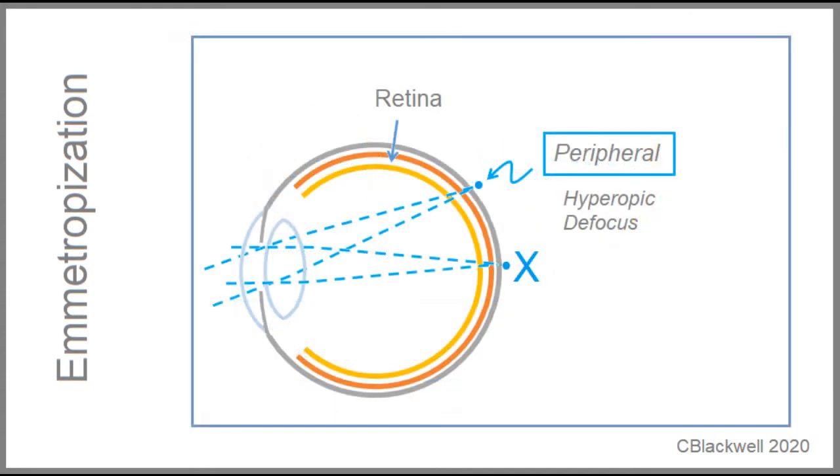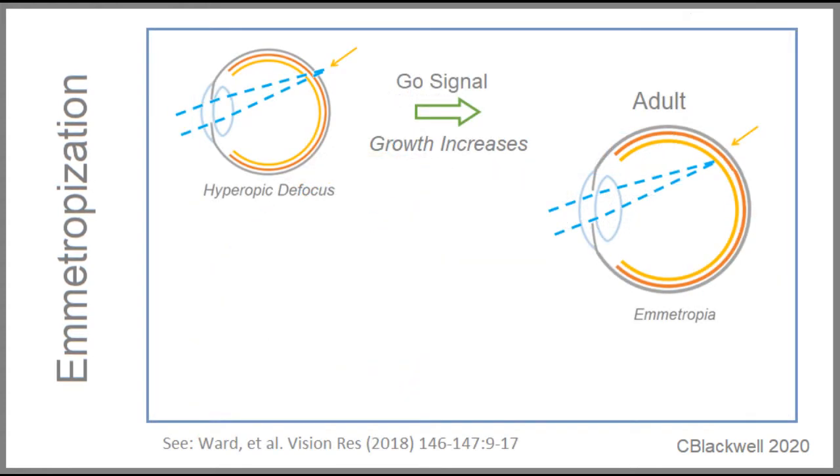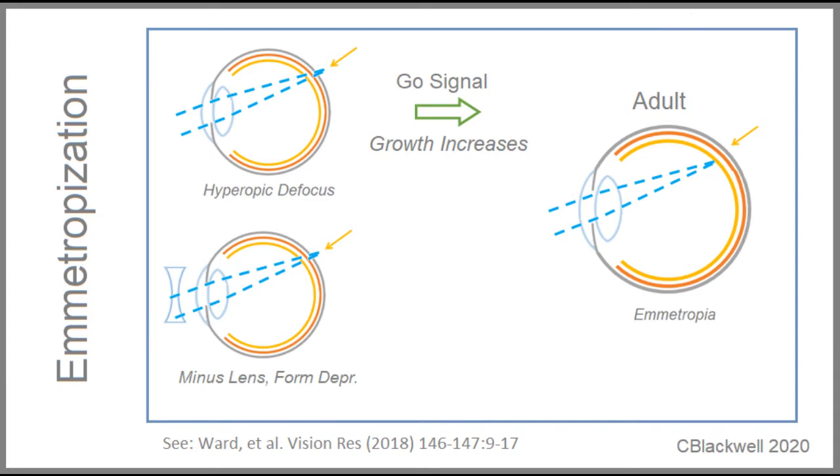Surprisingly, it is not the axial focus where you perceive sharpness that controls emmetropization. Rather, it is the image from the mid-periphery, where the retina, remarkably, is able to detect whether the image is out of focus and which direction it is out of focus. In the growing eye with hyperopic defocus, the eye generates a go signal for increase in length. The same go signal can be triggered by using a minus lens to induce hyperopic defocus or by form deprivation.